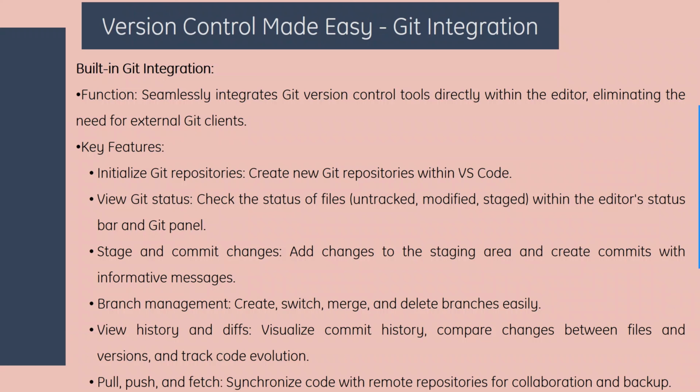Then we have stage and commit changes, add changes to the staging area and create commits with informative messages. Then we have branch management. We have create, switch, merge, and delete branches easily. View history and differences, which is visualize commit history, compare changes between the files and versions, and track code evolution. We have push, pull, and fetch, which synchronizes the code with remote repositories for collaboration and backup.